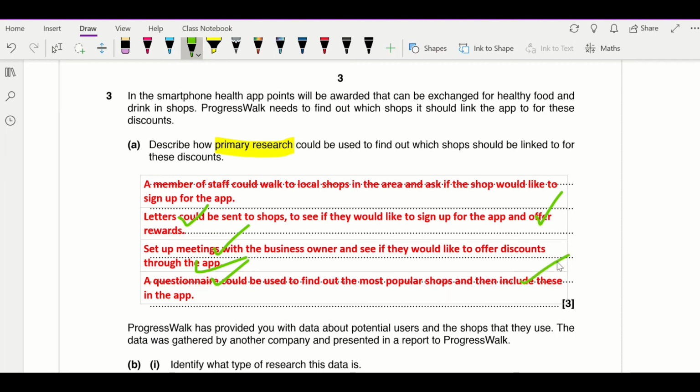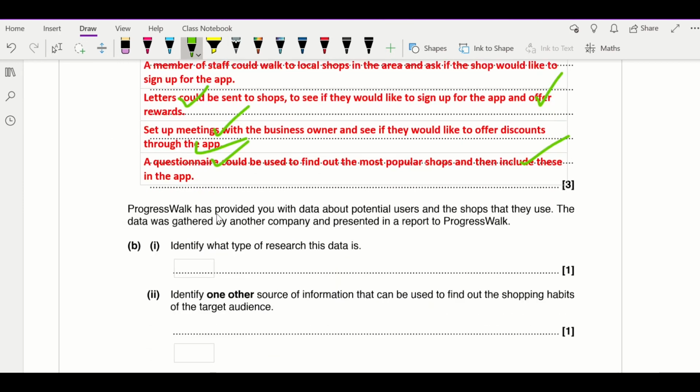So all the question is really asking you to do is demonstrate that you understand what primary research is, and then picking a method. So it could be a letter, physically go in the shop, asking questions, with a questionnaire, or set up a meeting. So it has to be primary, and the second mark and the third mark is for your justification as well.